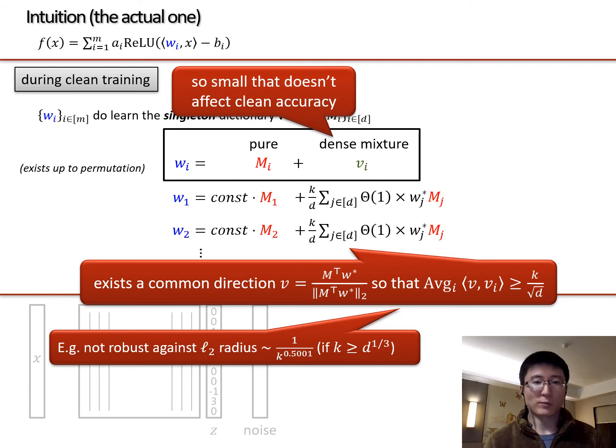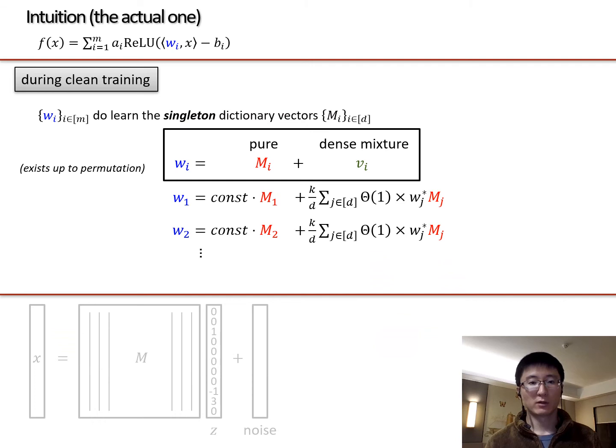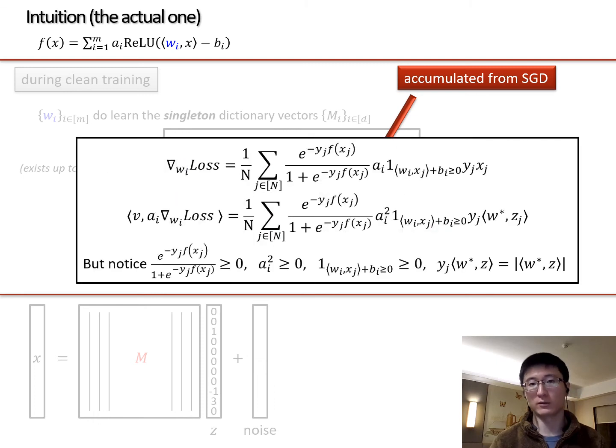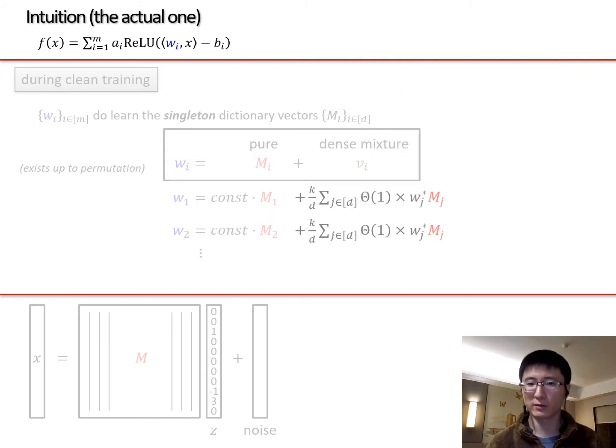And now, of course, when we ask why do dense mixtures show up? One way to prove it is to just write down the math and convince yourself that indeed this dense mixture will be accumulated step by step by SGD. So this is how we proved it in the paper. But today, let me show you the conceptual reason for why this happens without going into the math.